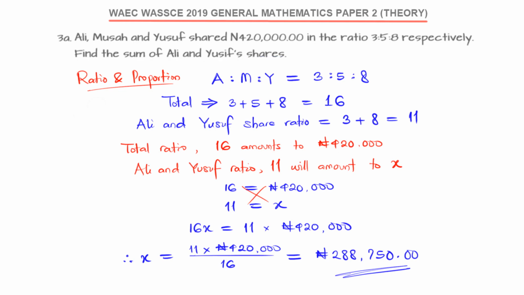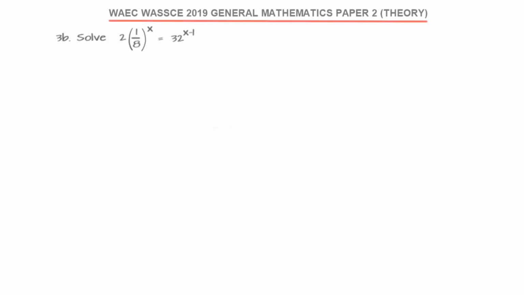Now in this question, we're asked to solve 2 multiplied by 1 over 8 raised to the power x is equal to 32 raised to the power x minus 1. Now, this is a classical example in indices, and we're going to be using the rules of indices to solve them. And if you want to take that, now, we are seeing 2, 8, and 32.